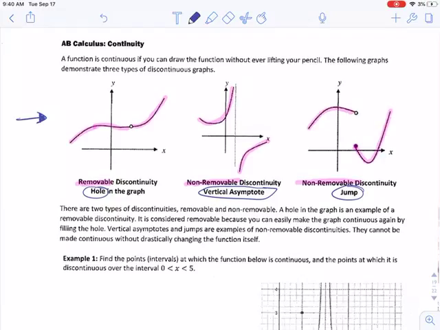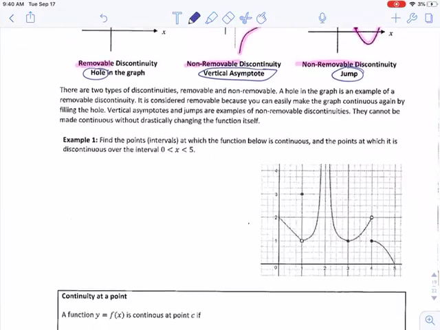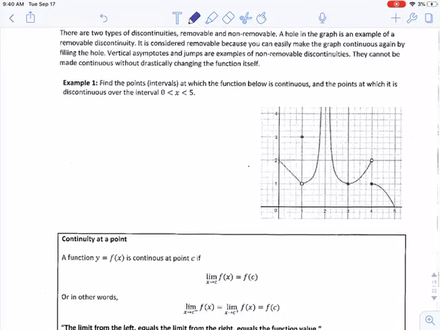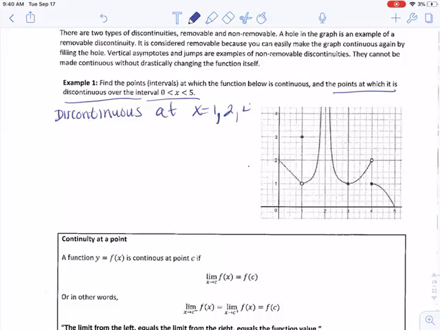So when we get down to this first example, they want us to list the intervals where the graph is continuous and list the points at which the graph is discontinuous over the interval from 0 to 5. So let's start off with the points of discontinuity. It's discontinuous at x equals 1, 2, and 4. All right, let's go down the list.